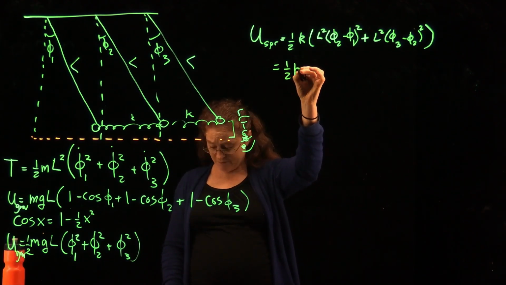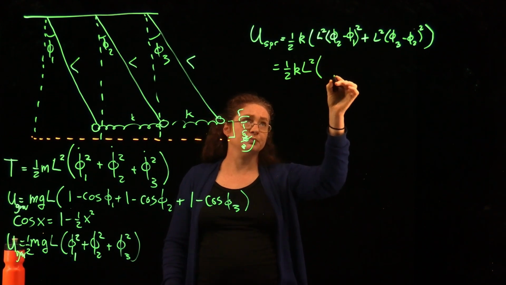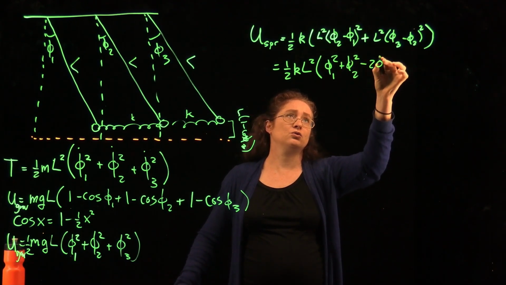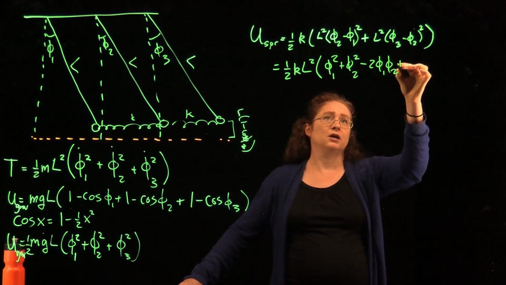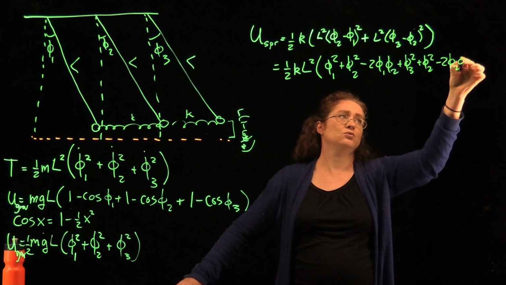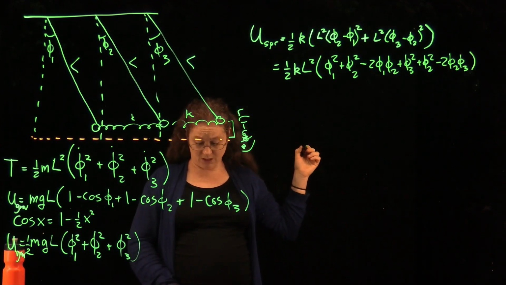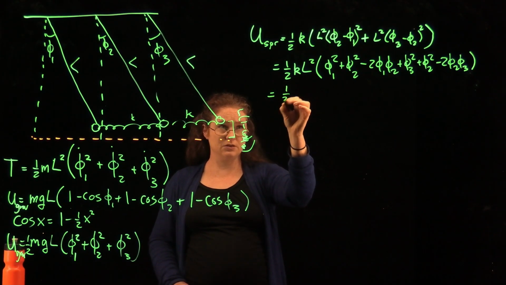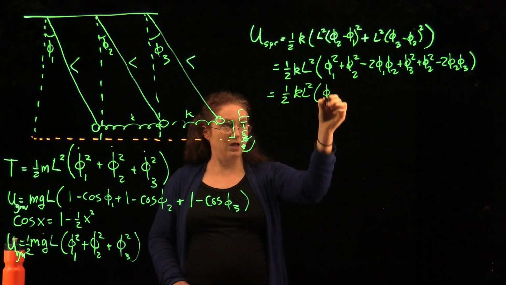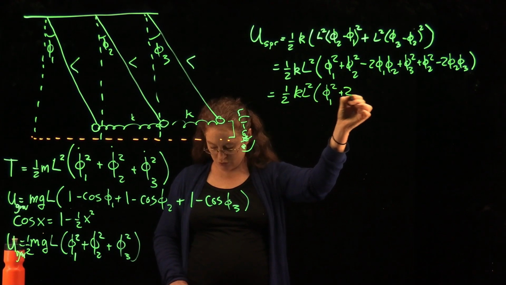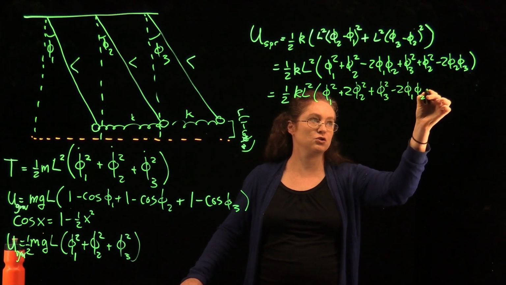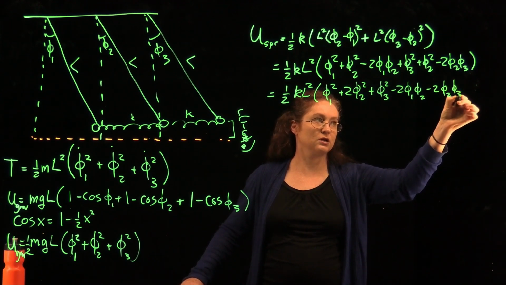This is 1/2 K. I'll pull an L squared out. We have a phi 1 squared, a phi 2 squared, and minus 2 phi 1 phi 2, plus phi 3 squared plus phi 2 squared minus 2 phi 2 phi 3. And overall, this is 1/2 K L squared times phi 1 squared plus 2 phi 2 squared plus phi 3 squared minus 2 phi 1 phi 2 minus 2 phi 2 phi 3.